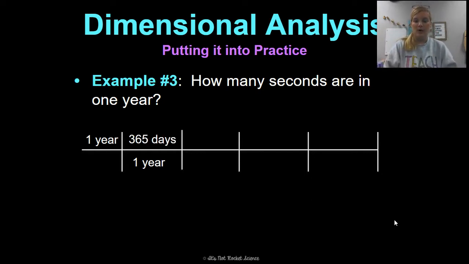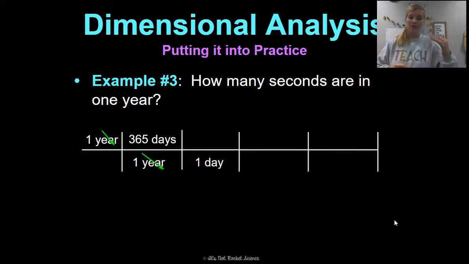So we know that 1 year is made up of 365 days. That's the one obvious thing that we know just from our heads, so we would write that on top. But we want to get to seconds, so we need to make it even simpler. So we need to cancel out days. So we're going to put 1 day on the bottom of our next row.